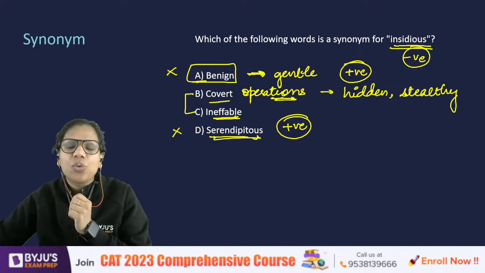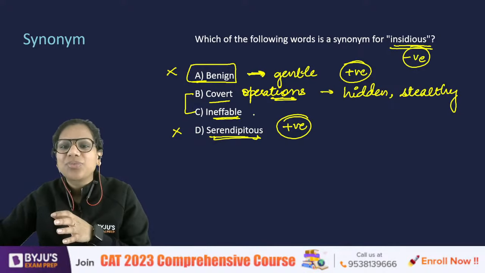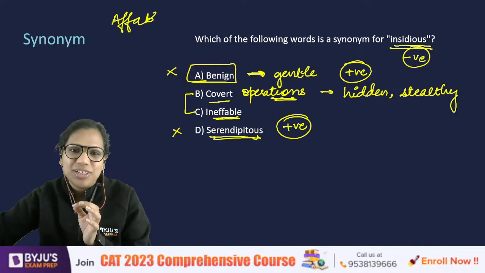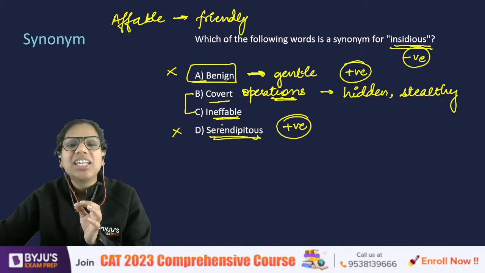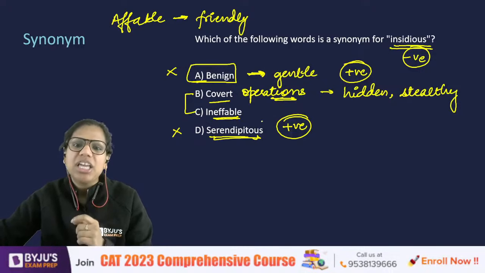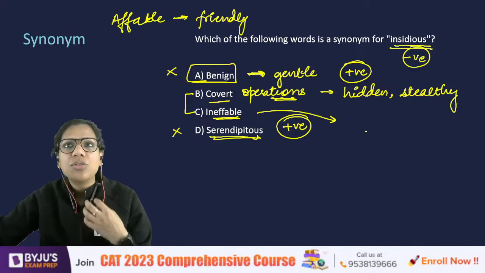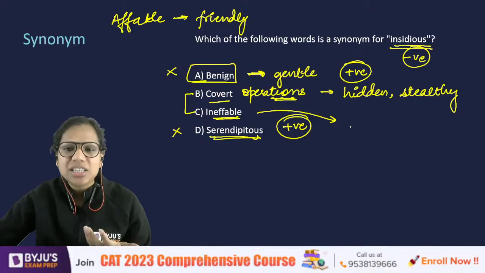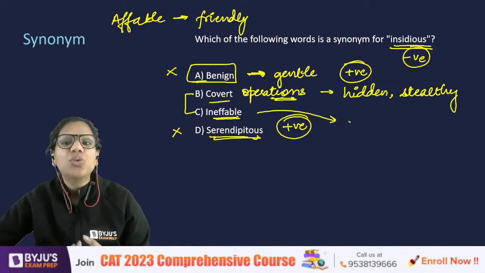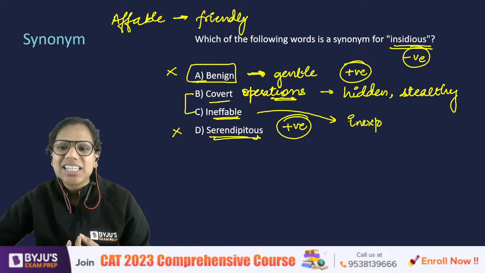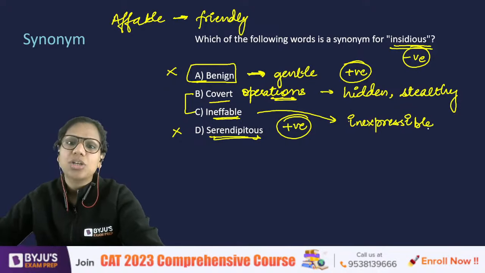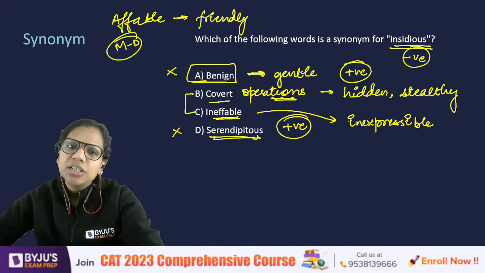Ineffable. I'm sure some of you must have associated it with affable. An affable person is a friendly person. So many of you must have thought that ineffable means unfriendly. But no, ineffable means something that you can't express in words. It's so impressive, so overwhelming that you can't express it in words. Inexpressible is ineffable.